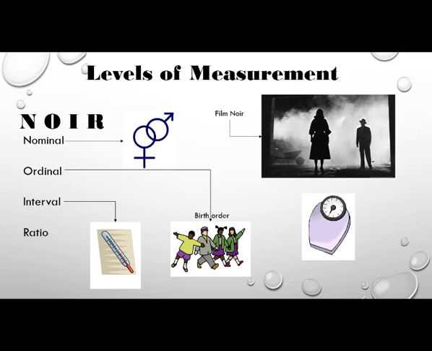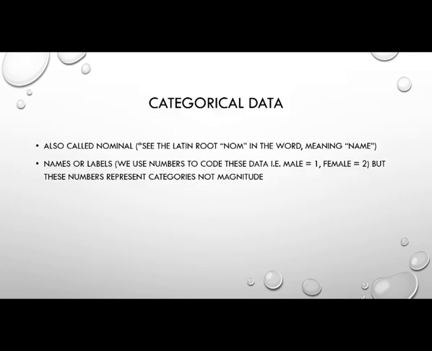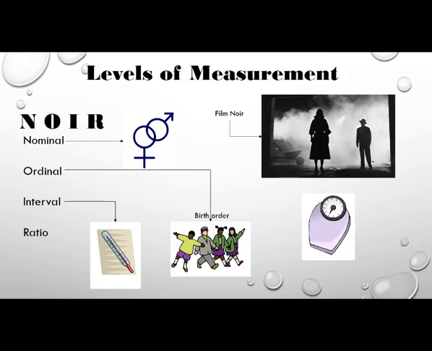Nominal, I have the line pointing to the male and female, like I just said. These are also called categorical, right? So nominal or categorical, and male and female are just labels, right? Ordinal, I have the line drawn to birth order, right? So first grade, second grade, third grade, fourth grade will go in an order, right? One star on a Yelp review, 2 stars, 3 stars, 4 stars.